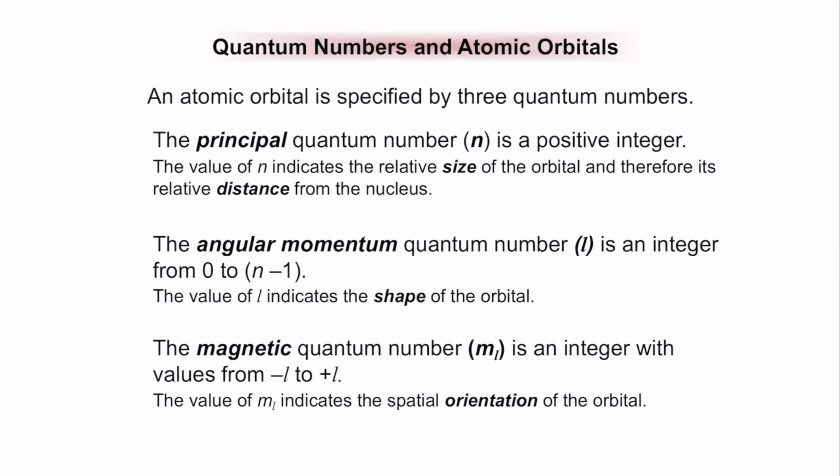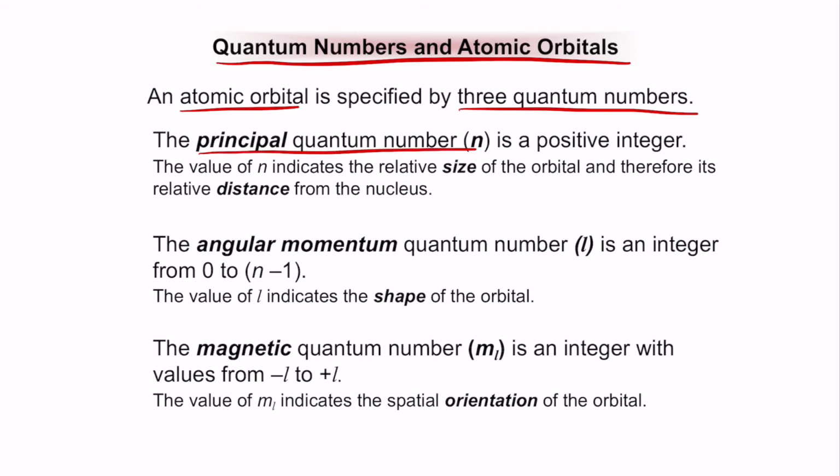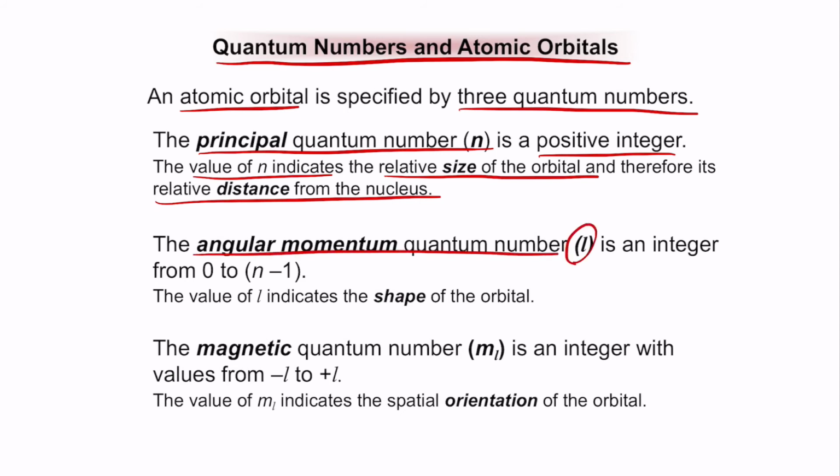The easier way to explain this is by using the quantum numbers and atomic orbitals. A simple atomic orbital is generally specified by 3 quantum numbers. The first one is the principal quantum number, which is a positive integer. The value of the principal quantum number indicates the relative size of the orbital and therefore its distance from the nucleus. Second is the angular momentum quantum number given by L, which is an integer from 0 to n minus 1, so it is dependent on the principal quantum number. And the value of L depends on the shape of the orbital.